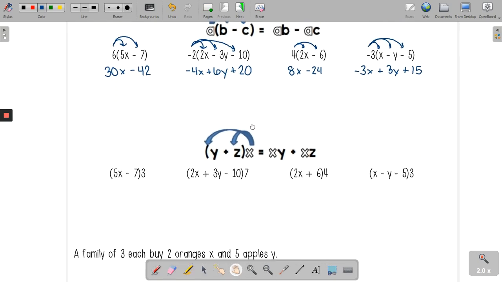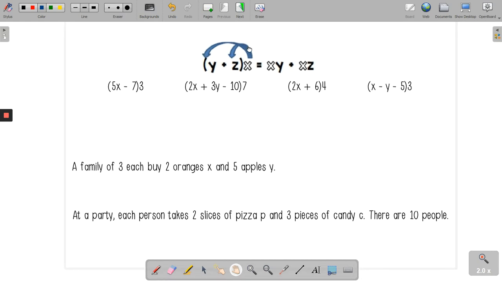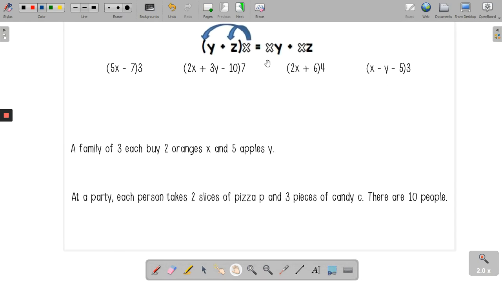This last set here, what we're distributing is on the other side of the parenthesis. But we do it the same exact way. So the number attached to the parenthesis is on the right side, which is 3. And we're going to take 3 into everything on the inside of the parenthesis. So 3 times 5x is 15x, and then 3 times negative 7 is negative 21.